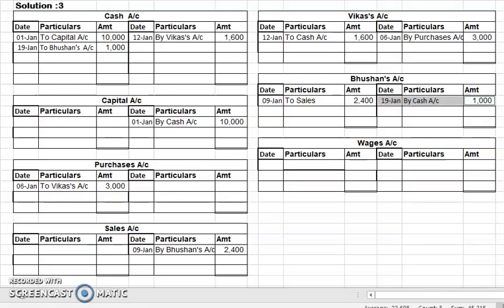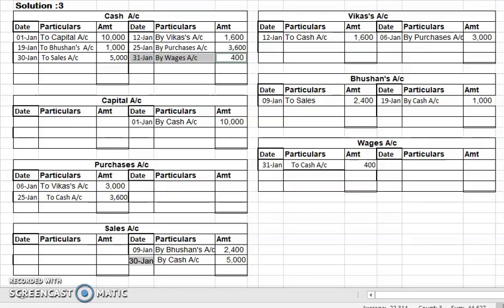Then on 25th of Jan, cash purchases rupees 3,600, purchase account debit side and cash account credit side. Then on 30th Jan, cash sales rupees 5,000, cash account debit side, sales account credit side. On 31st Jan, paid wages rupees 400, the postings on wages account debit side and cash account credit side. So these are all the ledger posting.